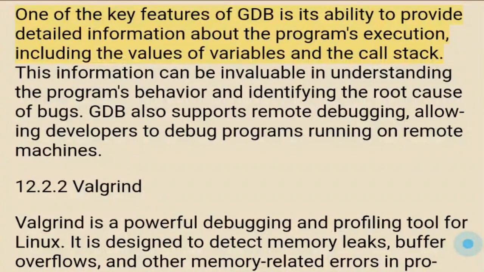One of the key features of GDB is its ability to provide detailed information about the program's execution, including the values of variables in the call stack. This information can be invaluable in understanding the program's behavior and identifying the root cause of bugs. GDB also supports remote debugging, allowing developers to debug programs running on remote machines.